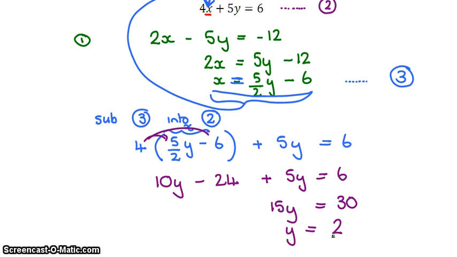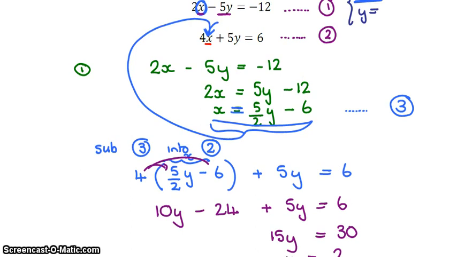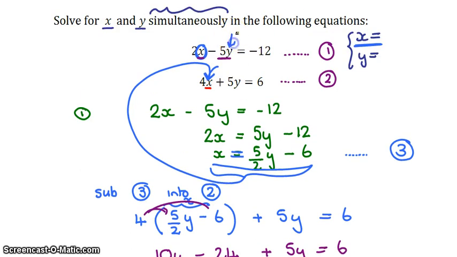Don't forget to find the x value. The question is solve for x and y simultaneously. Well, fortunately, I can go back and put y is equal to 2 in this equation or in this equation, and it'll work out the same x value because I'm finding the same x and y that work in both. Or it might be easier to just put y is equal to 2 in equation 3, because equation 3 already has x by itself. So there's 3 different options here.